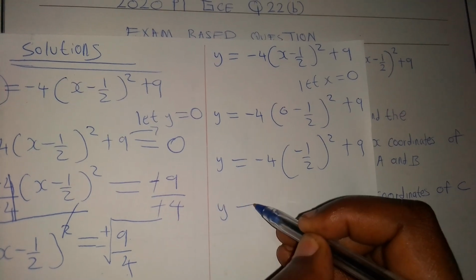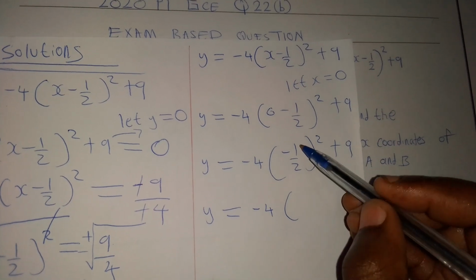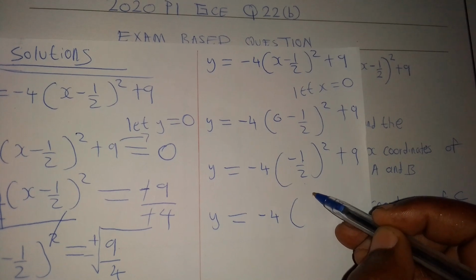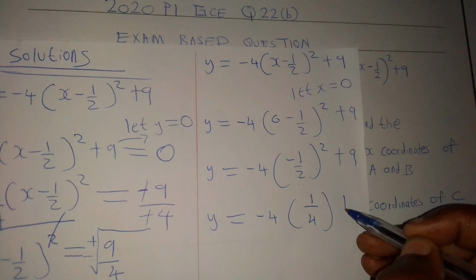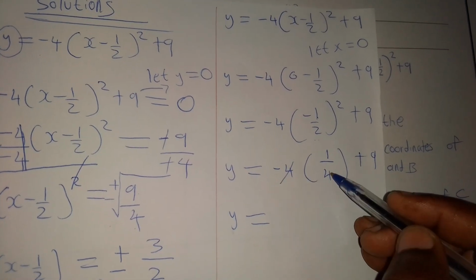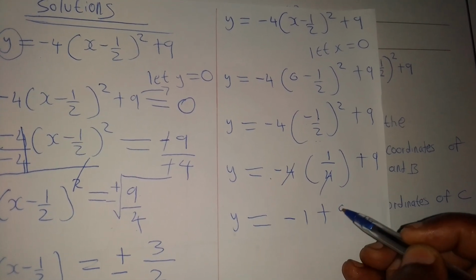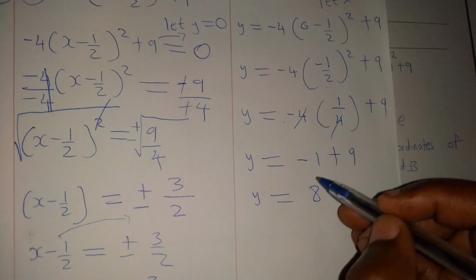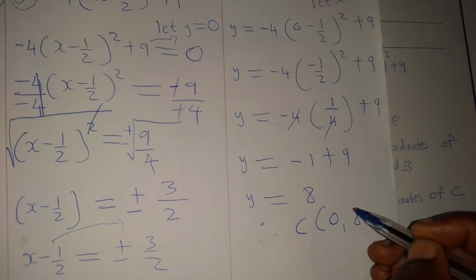After that, our y equals negative 4 the way it is. Then we have negative 1 over 2 to the power 2. So negative 1 to the power 2 is 1. Then 2 to the power 2 is a 4. Then plus a 9. So from here, y equals, so this and this can be cancelled. Then negative 1 times 1 is negative 1 plus a 9. So y, negative 1 plus 9 is 8. So therefore, coordinate of C is equals to 0, 8.